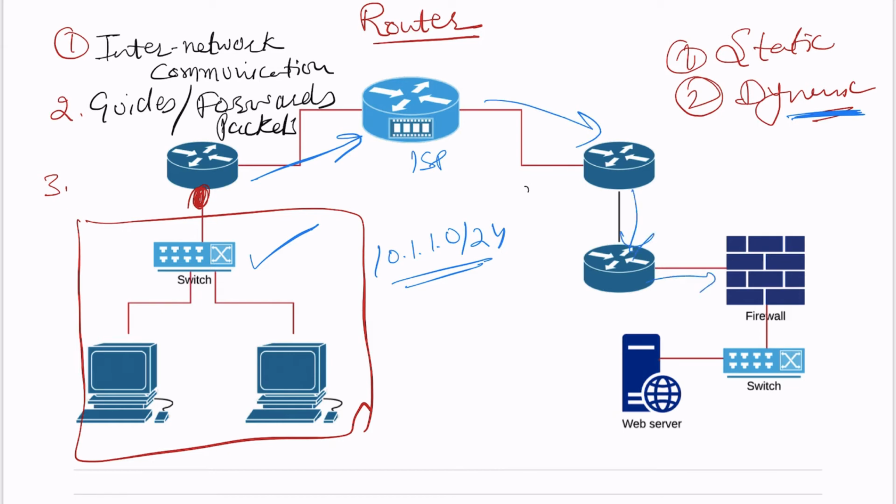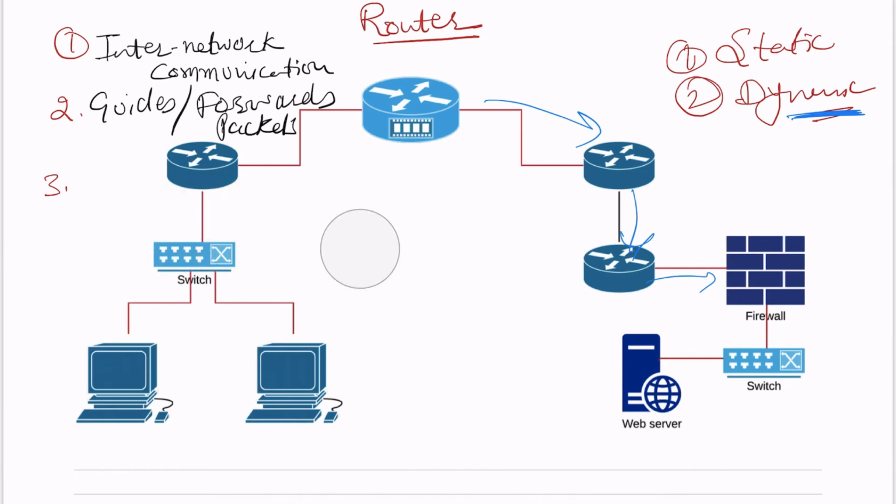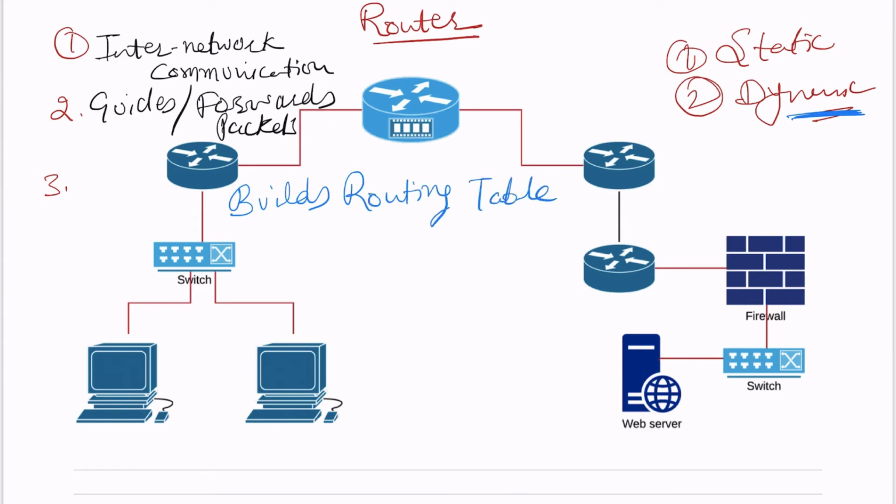Because the internet is really huge, it is not possible to statically identify the destinations, because there would be a lot of administrative overhead. We will make a lot of mistakes. So it helps in building the routing table. That is the best definition of it. It builds the routing table. This was point number 3.